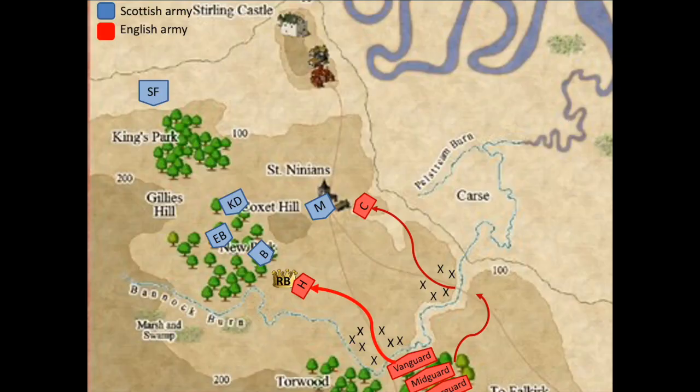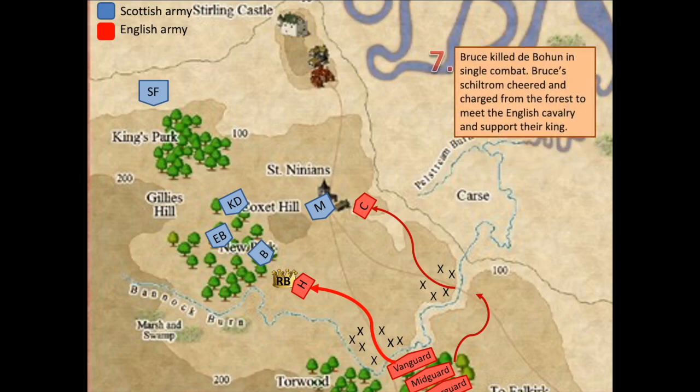Now, de Bohun crumpled into the dirt. Bruce had killed him in single combat. Bruce's schiltrom cheered from the forest and then charged out to meet the English cavalry and support their king. You can imagine the buzz that must have been rippling through the Scottish ranks.